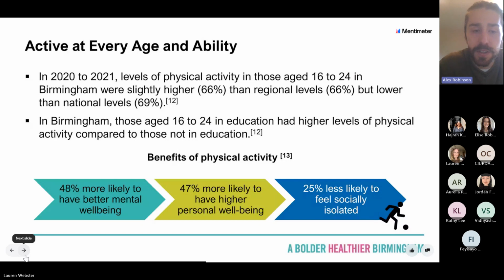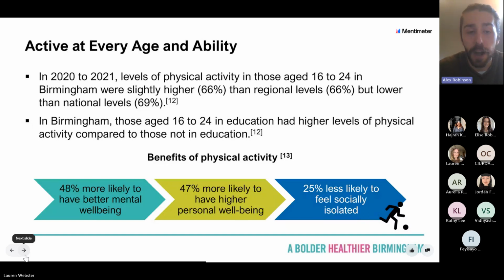So Sport England's Active Lives Adult Survey from 2020 to 2021 reported on levels of physical activity in 16 to 24-year-olds in Birmingham based on education status. So 66% of people aged 16 to 24 in Birmingham were considered active, which was similar to regional levels, which was also 66%, but slightly less than national levels at 69%.